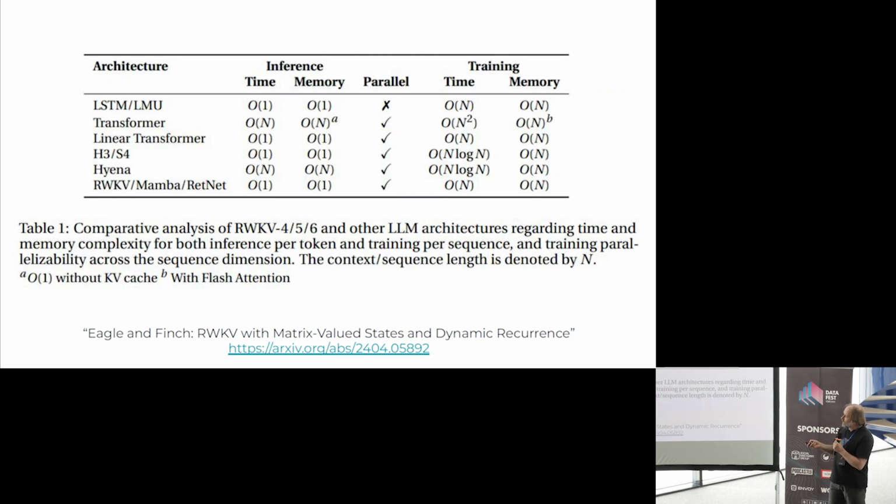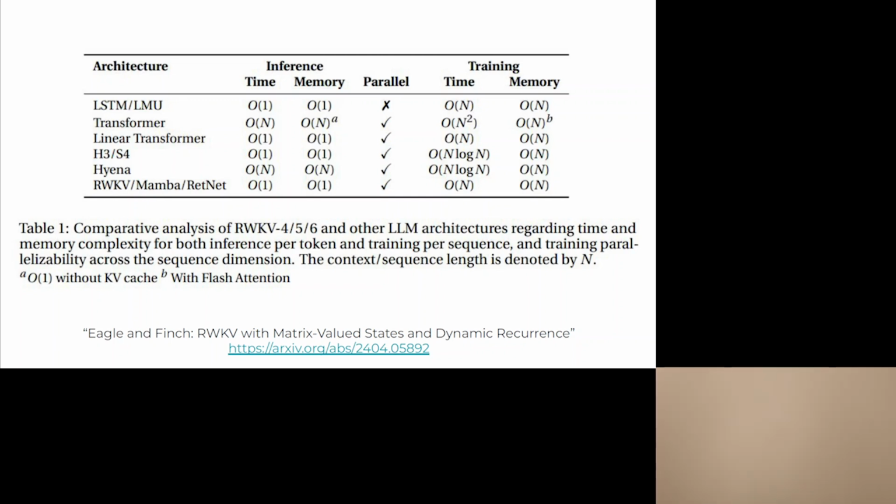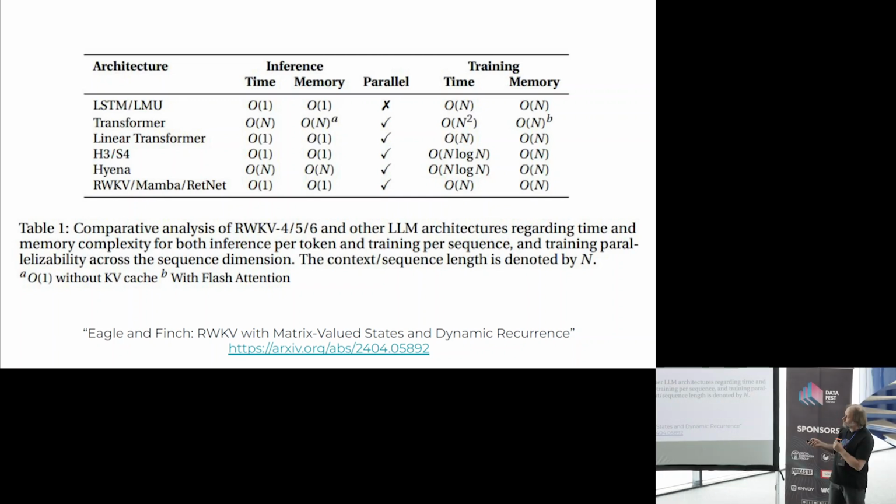And some new models like RWKV, Mamba, and others look pretty good. It's constant time complexity in inference, it's linear complexity in training, it's parallelizable, and this set of features is the important set that almost any new architecture wants to target.